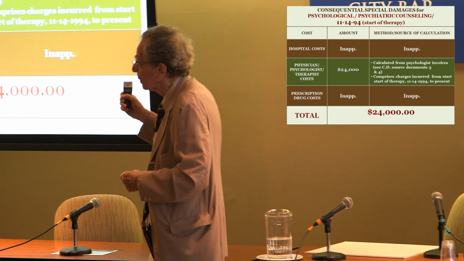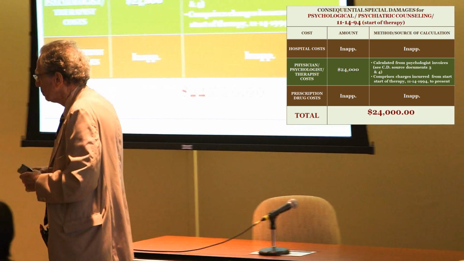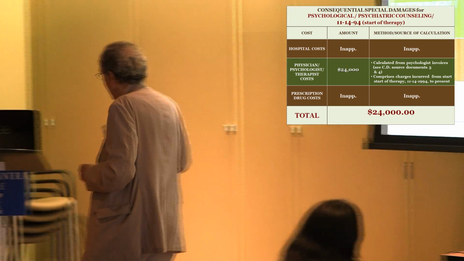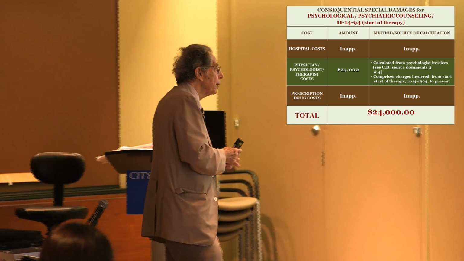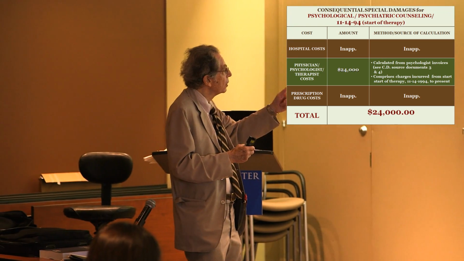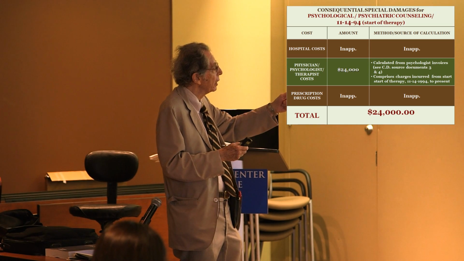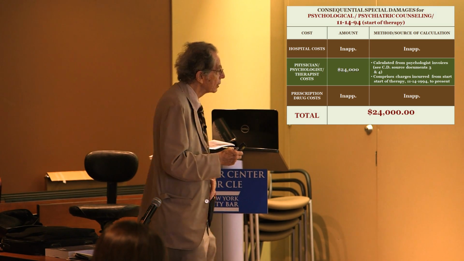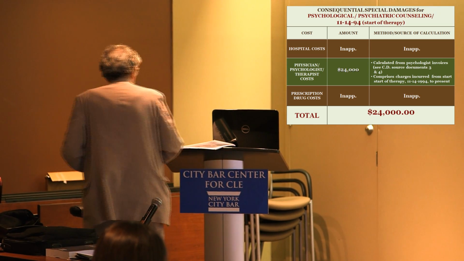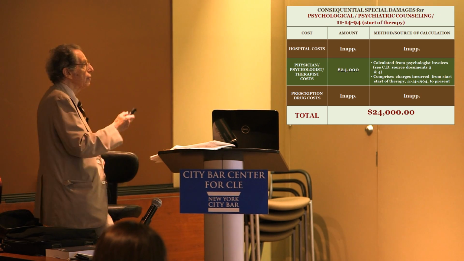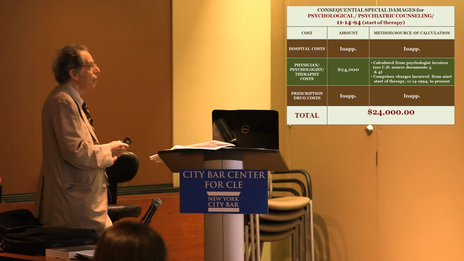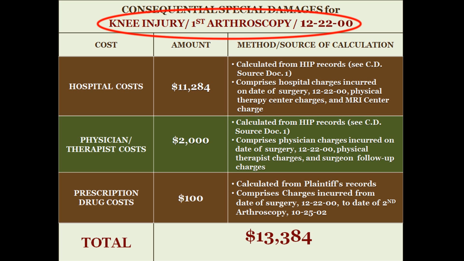So these prep slides are very important because they enabled James Brown to focus on the cost of each particular form of treatment and be able to explain how he arrived at that cost. So this was the first prep slide, because the psychological treatment came first. Let's go to the second prep slide.